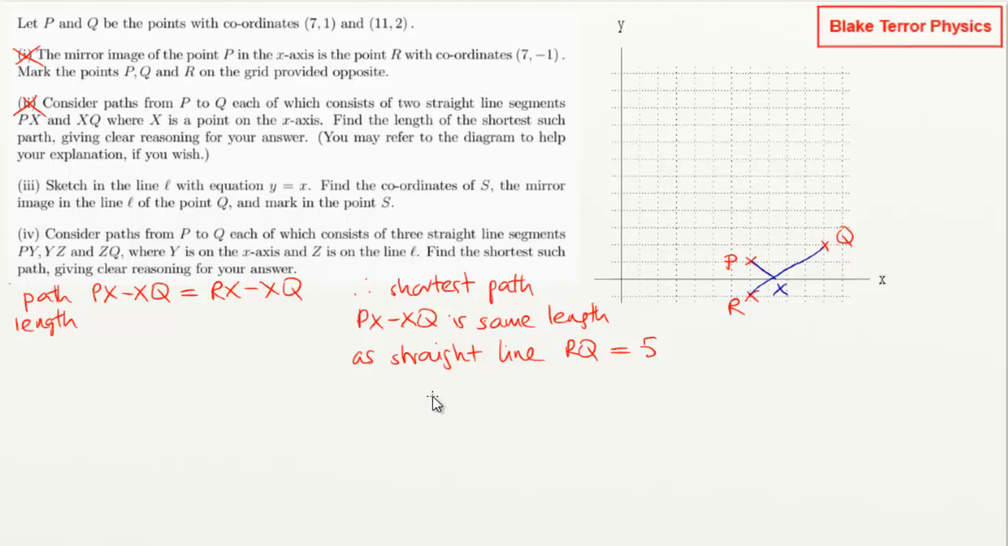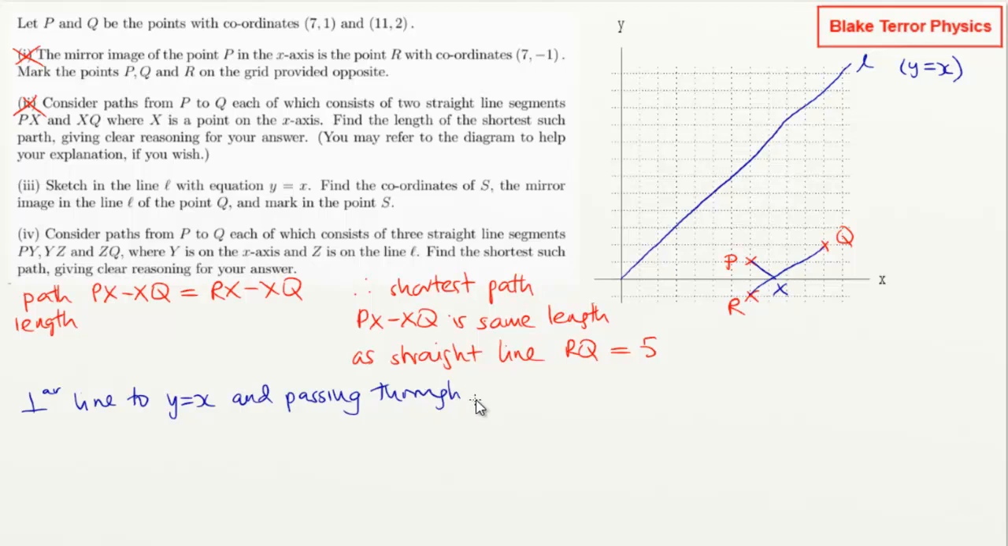Sketch the line L with equation y equals x. Find the coordinates of S, the mirror image in the line L of the point Q. Right, so y equals x, so I want to draw it through all of these corner points. That's not too bad. So that is L, y equals x. And now I want to get the reflection of Q in that line. Okay, so we need to get the perpendicular, the perpendicular line to y equals x passing through Q.